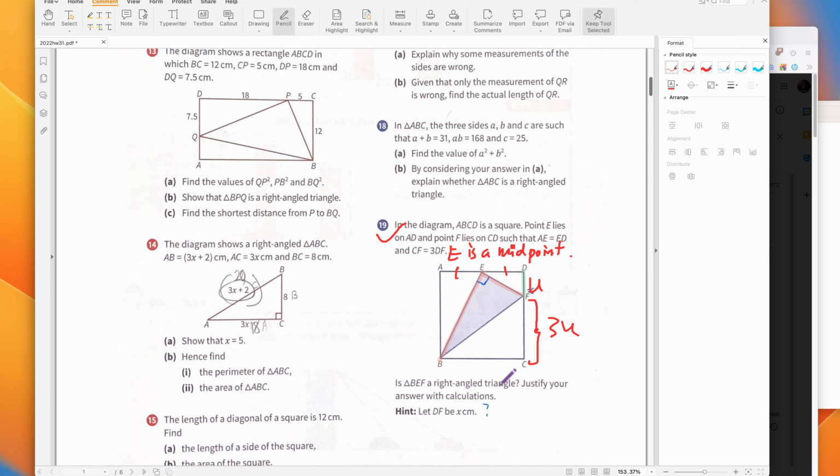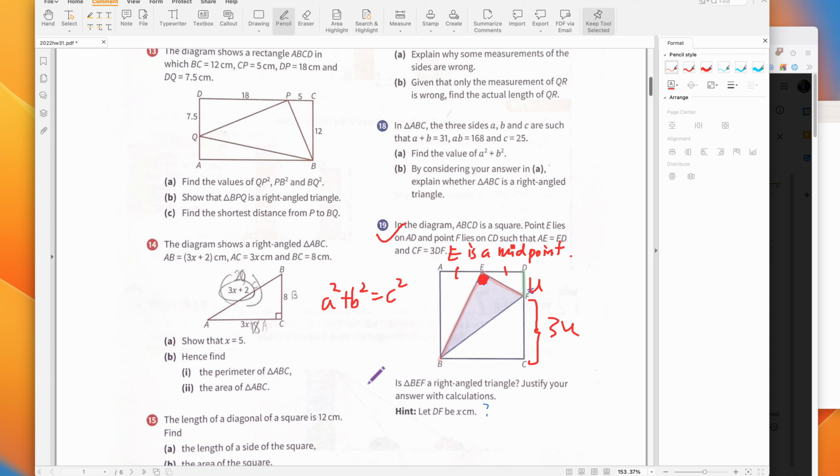So they ask, is BEF a right angle triangle? How do you prove this is a right angle triangle? For this chapter, yes, the Pythagoras theorem. So you just write down a square plus b square equals to c square. But in this case, you need to be smart about it. Why? Because are you given any value or not? No, you're not given any value.